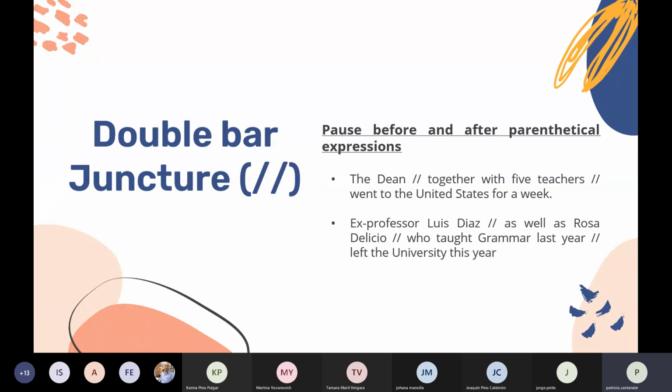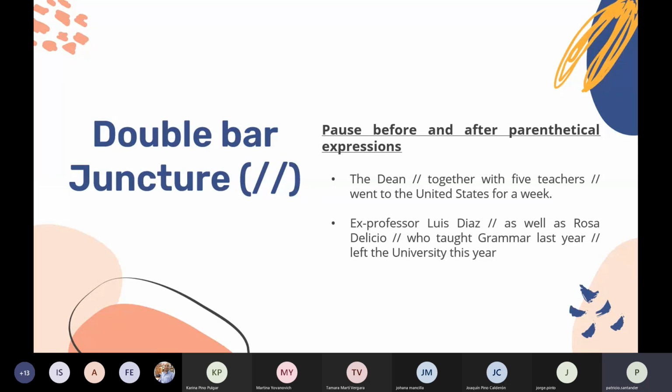Hi, Patricio again. Pause before and after parenthetical expressions. Parenthetical expressions are not really part of the main idea of the sentence, or they interrupt the main sentence. Some common parenthetical expressions are by the way, as a matter of fact, after all, and well. When spoken, parenthetical expressions are indicated by a pause before and after the expression. And in writing, these pauses are indicated with commas.